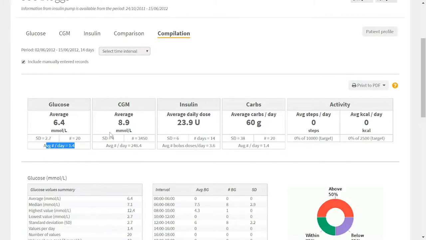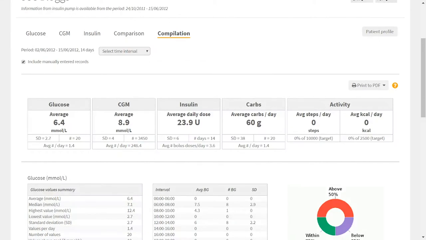You'll see as we look across at CGM, the values change somewhat. Now with CGM, you get a much higher sample rate. You can see within the 14-day period, we have 3,450 results to go off, as opposed to 20 results for blood glucose. So we see here that there's a much higher average of 8.9, and that the patient is actually fluctuating by plus or minus 4 units in this case, with an average of 246.4 data points each day.